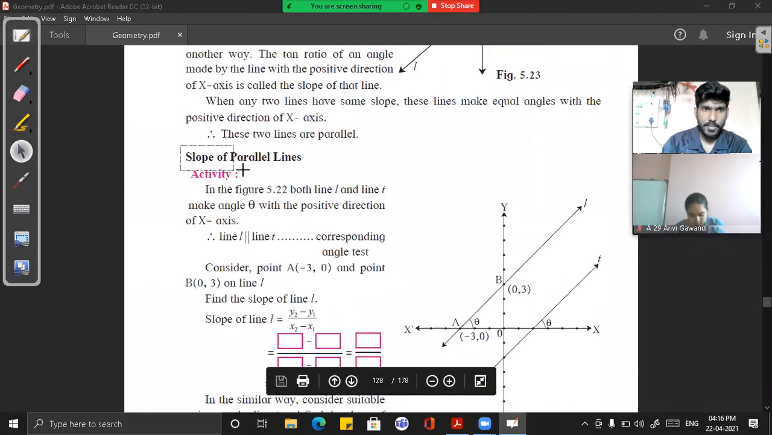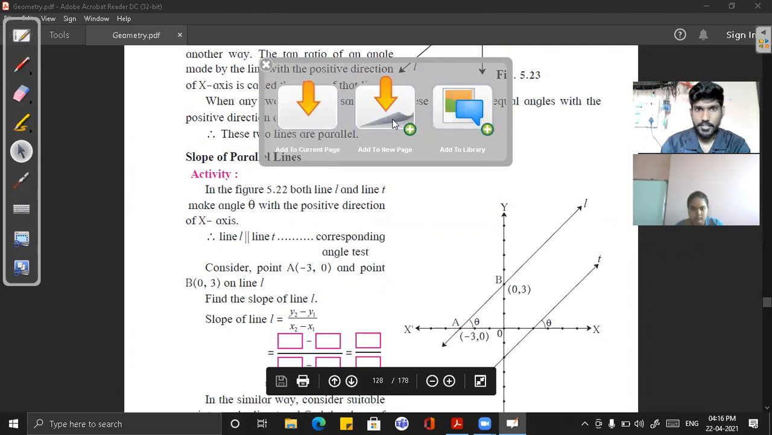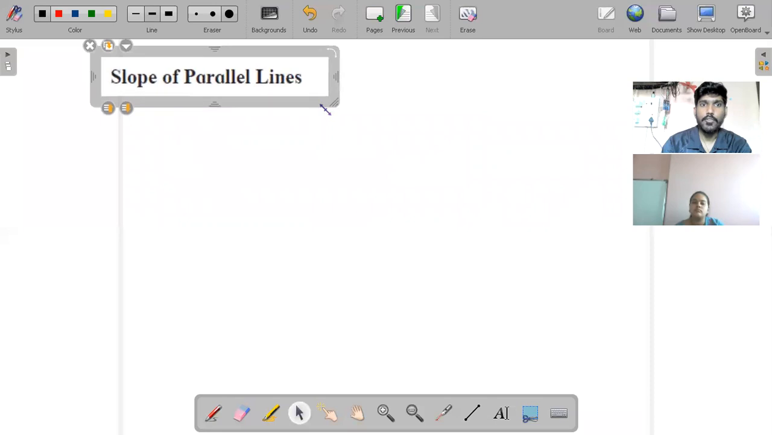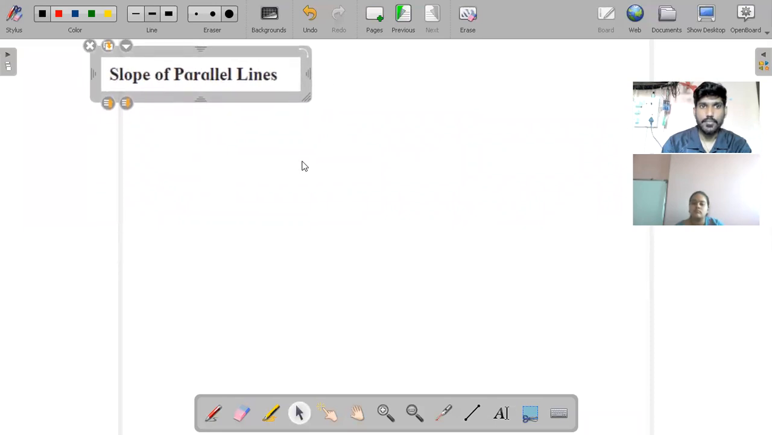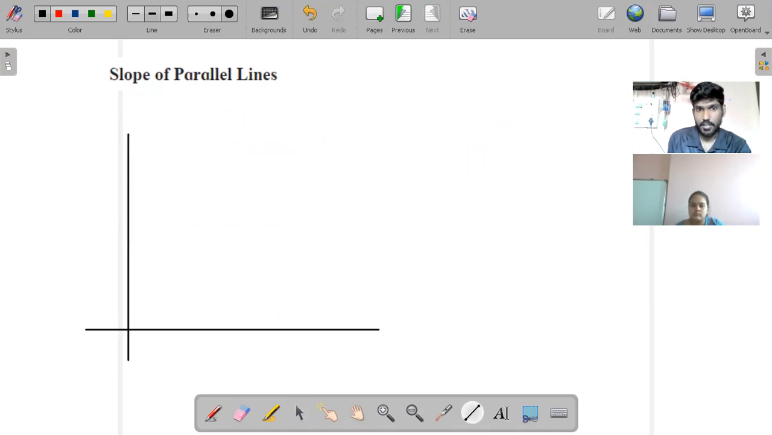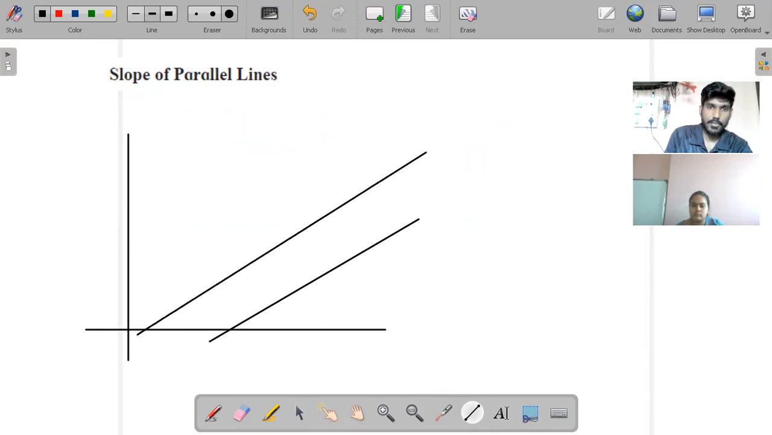Oh, one more concept I'll do. This is also important. This is likely to come, and that is slope of parallel lines. So suppose two lines are parallel to each other, not to the x-axis or y-axis. I'm saying two lines, if they are parallel to each other, suppose you have one line like this, and another line is suppose like this.